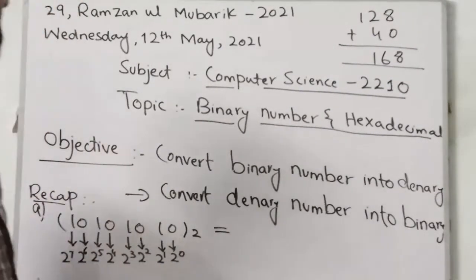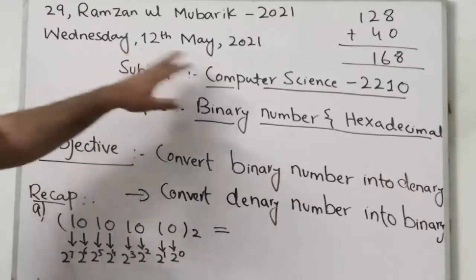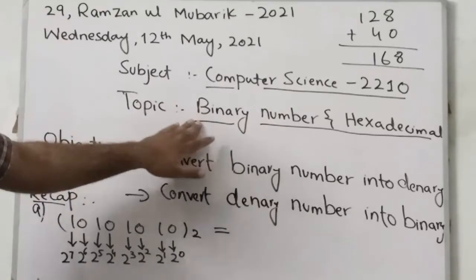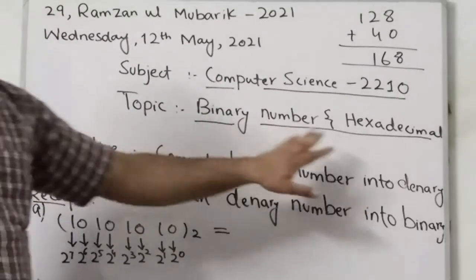Now here we are. Today is Wednesday, 12th May 2020, Computer Science 2210 O level. This is chapter number 1. Our topic is binary numbers and hexadecimal.